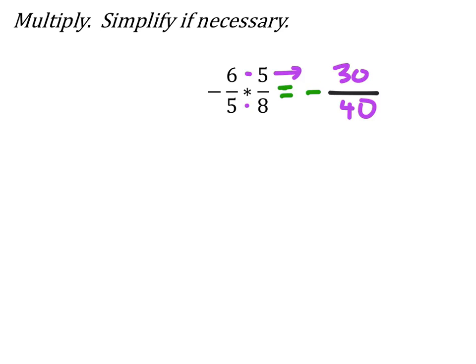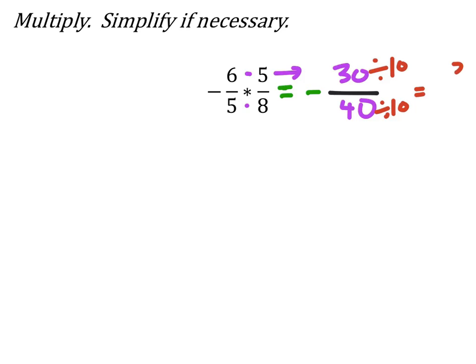Now, it did say simplify if necessary. It's not always necessary to simplify if it's in lowest terms, and simplification is considered lowest terms. This one is not in lowest terms because I know 30 and 40 can be simplified, right? What can I simplify 30 and 40 by? Some of you would just cross out those zeros. Others of you would divide both of them by 10, and that would work.